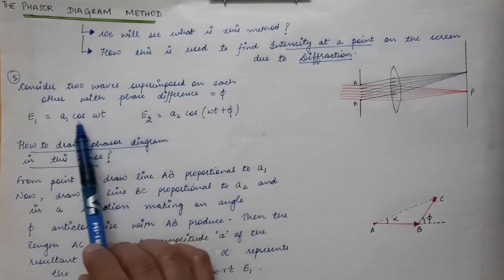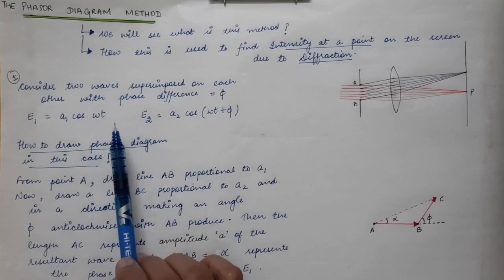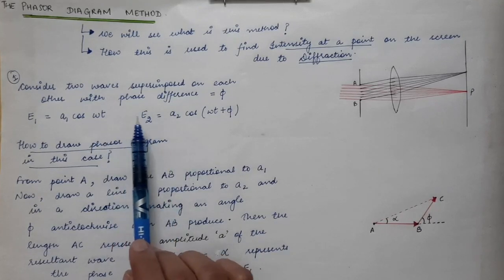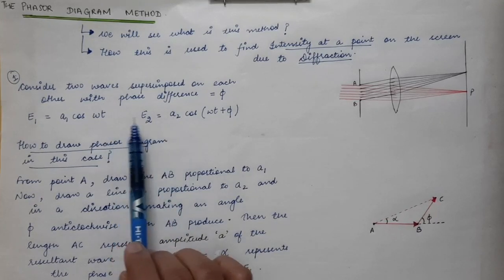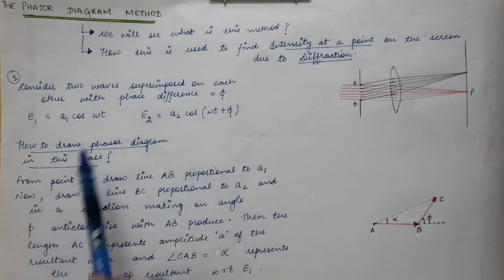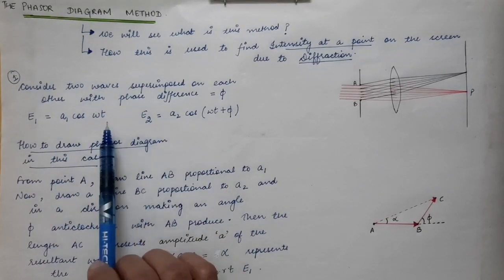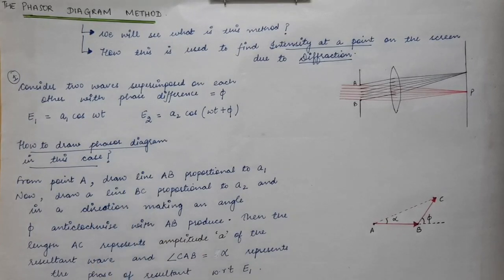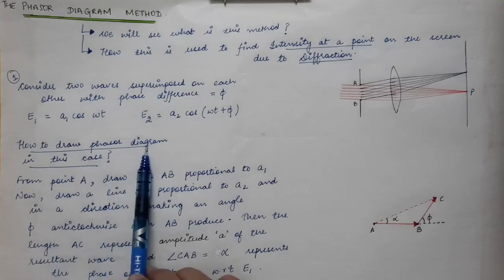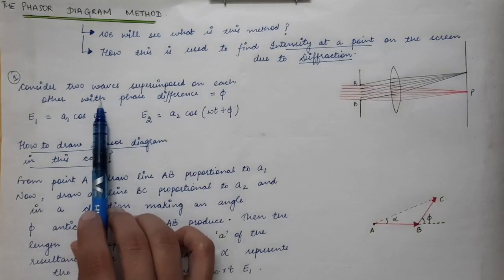Now we are going to see how we find the resultant amplitude and the resultant phase of the wave which comes due to the superimposition of these two waves. Using this phasor diagram method, we will find the resultant amplitude and the resultant phase. First, we will see how to draw a phasor diagram in this particular case.